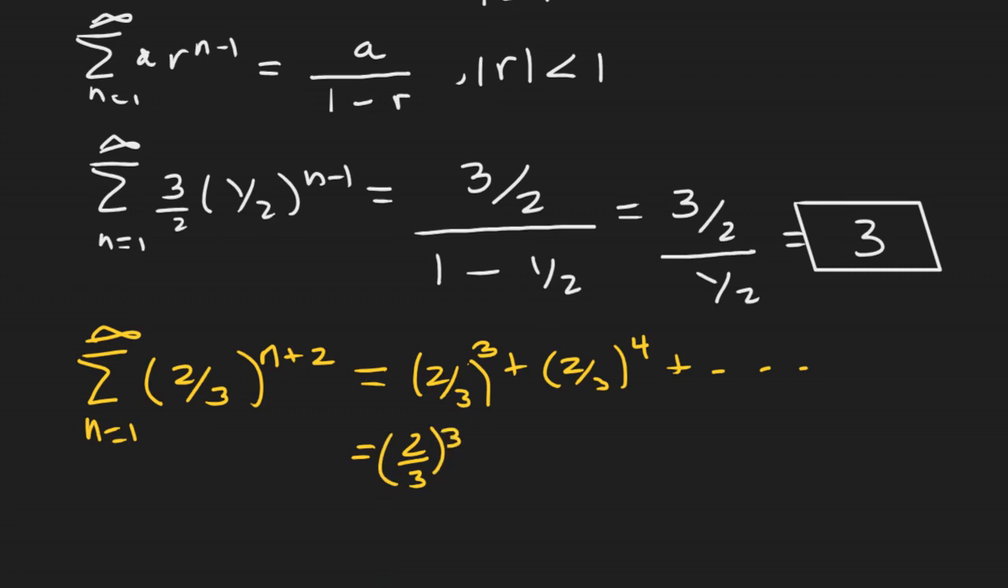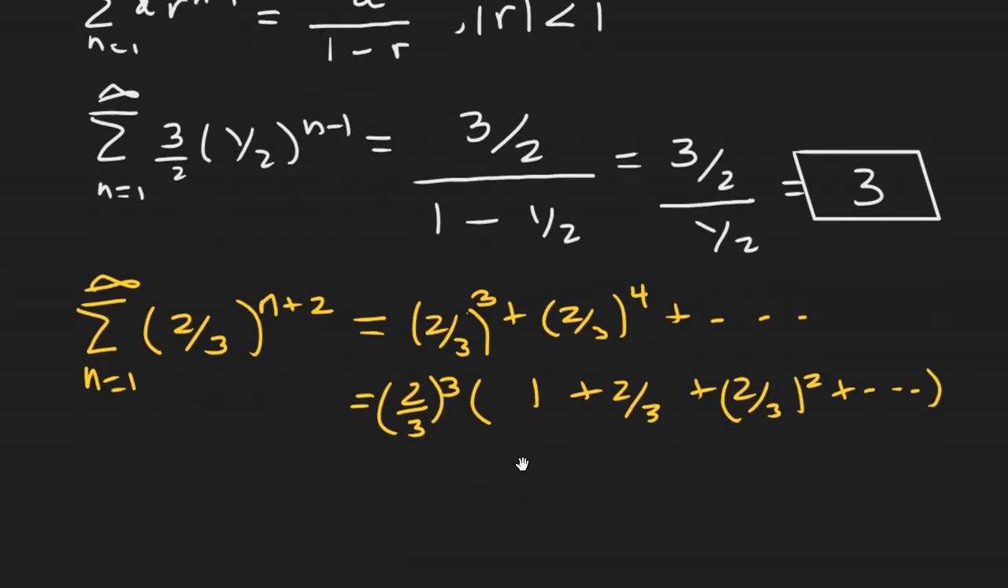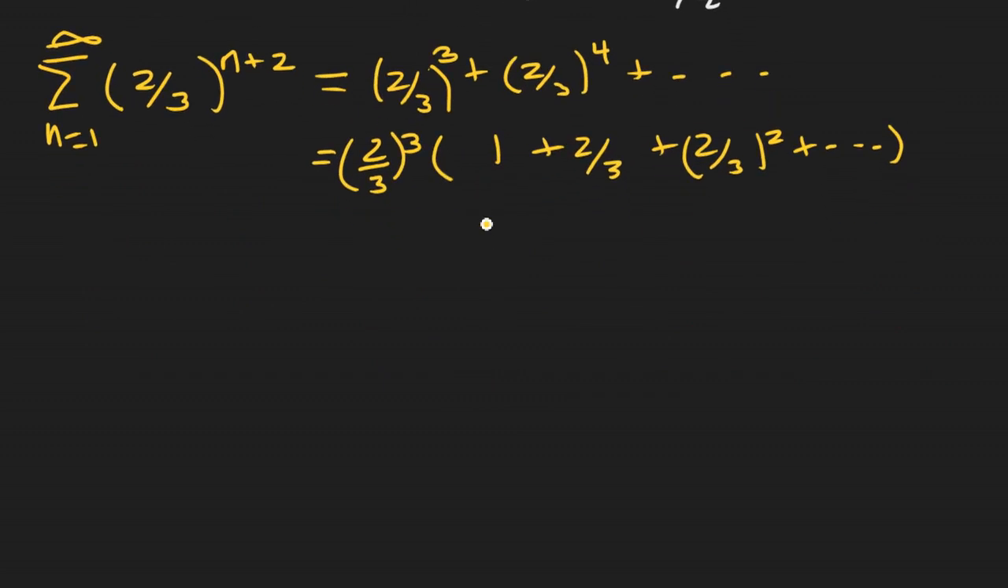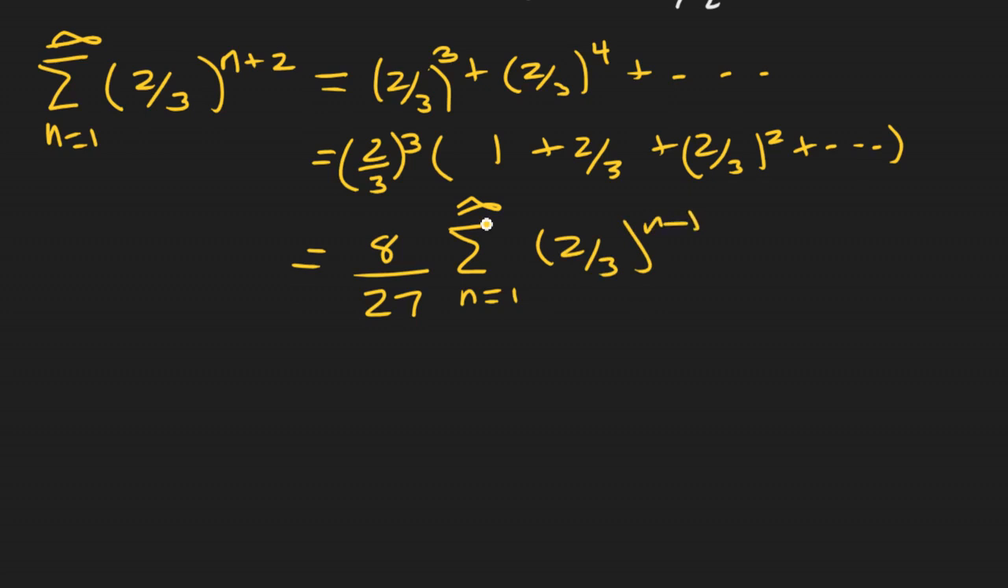2/3 times 2 cubed, which is multiplied by 1 plus 2/3 to the first power, plus the next term, which would be 2/3 raised to the second power. Now that means that this series is technically still geometric, and it's still in the proper format that we can work with, because you have 8 over 27 multiplied by the reindexed series as 2/3 raised to the n minus 1.